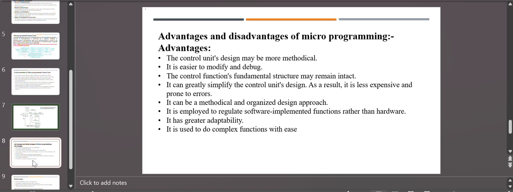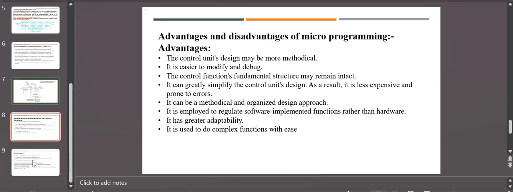It is a methodical and organized design approach. It is employed to rebuild functions through software implementation rather than hardware. It has great adaptability. It is used to handle complex functions with ease.